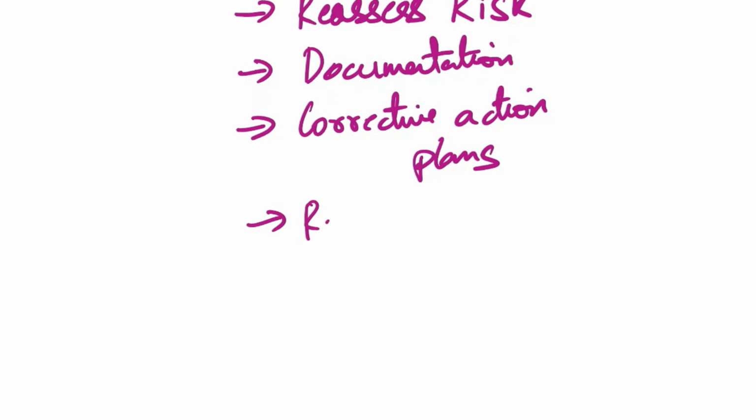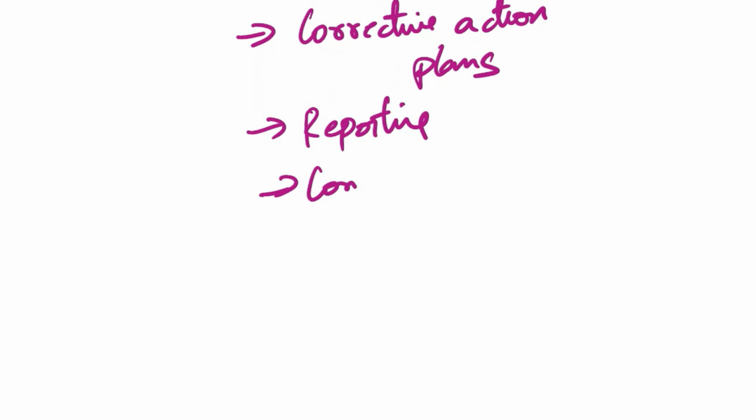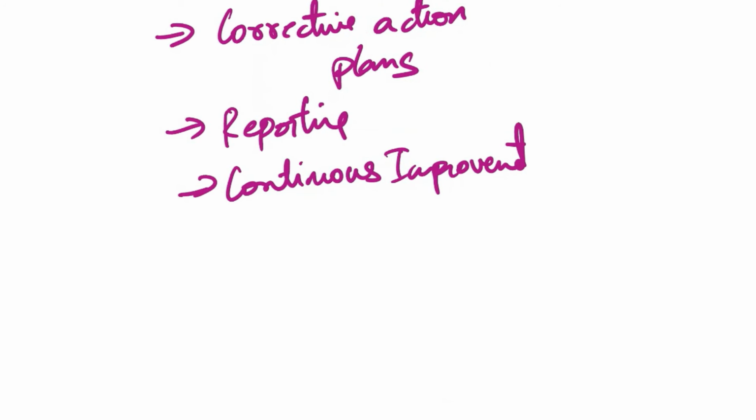Next, reporting. Generate regular audit reports for internal stakeholders and senior management. Communicate key findings, trends, and areas of concern along with recommendations for risk mitigation. Next, continuous improvement. Use audit insights to enhance the effectiveness of the overall TPRM program. Identify areas for process improvement and adjust audit methodologies based on lessons learned.